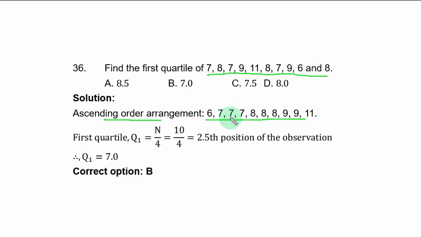Now, quartile divides distribution into 4 equal parts. So the first quartile is 1/4 of the total observation. That is 1/4 times 10, that is 10/4. And that gives 2.5 position of the observation. So 2 is the data in the second position, but we have 2.5. You have to shift to the data in the third position, and that is 7. So the first quartile denoted by Q1 is 7.0. B is the correct option.